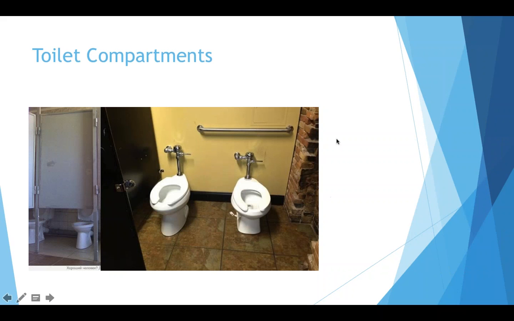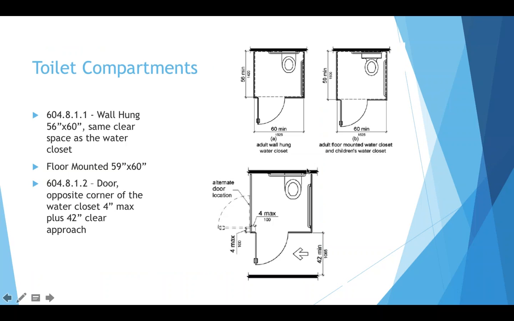The toilet compartment, as I said, I'm going to touch briefly on this, but basically if it's a wall-hung water closet, you get the same clear floor space, 56 by 60 inches. But floor mounted, you need 59 by 60 inches inside of the stall.